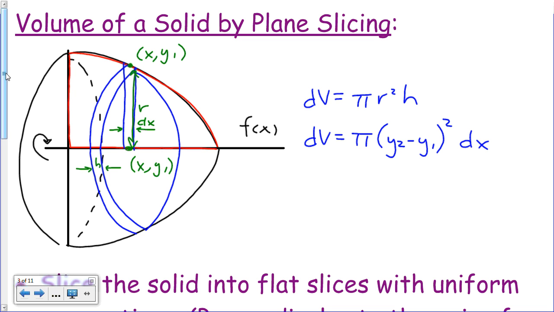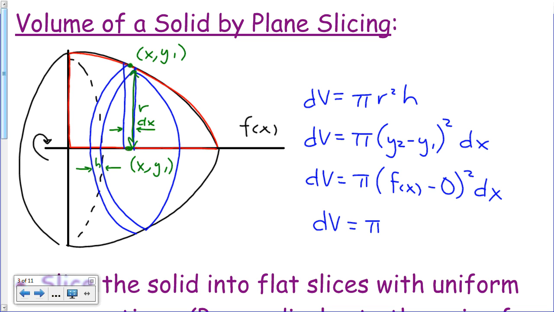In this case, y2 falls on the function here, f of x. So I'll go ahead and plug those in. That dV is equal to pi times y2, which is on my function, f of x, minus y1. You can see y1 is down there on the x-axis. That's 0. And then, of course, it's squared there because it's the radius squared, times dx. And I get this in terms of x and dx: pi times f of x quantity squared dx. We'll just get rid of that 0 there.